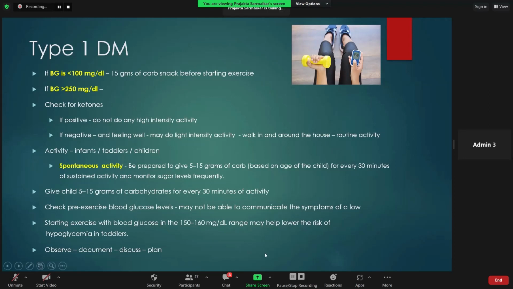Also, if possible, I know it is very difficult with children and toddlers to keep checking the sugars over and over again. But the reason we suggest that is because some children are unable to communicate the symptoms. So it is best if you can do a pre-exercise or pre-activity sugar check, starting at 150, 160 or 170, a diabetic sugar level that is much preferred, so that during the activity they do not go into hypoglycemia.